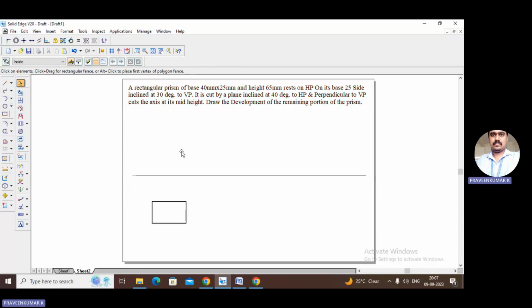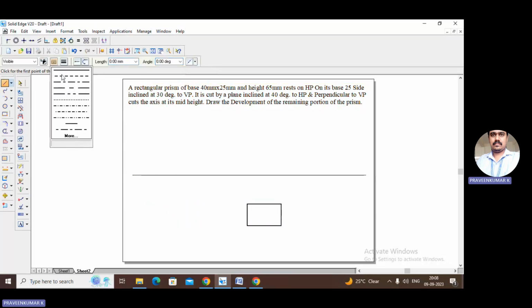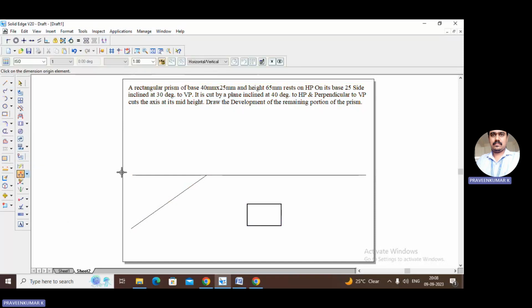So now we need this base 25 mm side which is inclined 30 degree to VP. So this base is inclined at an angle of 30 degree to VP. VP means the dimension should be below XY line. Let us draw one inclined line. Before that, I'll keep somewhere here just for my reference, and I will draw one 30 degree inclination line. This inclination should be 30 degree, which is given in the problem.